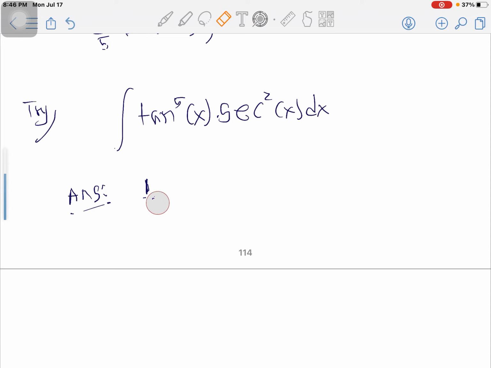The answer you are supposed to get is 1 over 6 tan to the power 6 of x plus c. So this is the answer you should get at the end of the day. Please try your hands on it and then come and check your answer here. Thank you, and my next tutorial will show you some of the various strategies in solving the product of the tan and the sec functions.